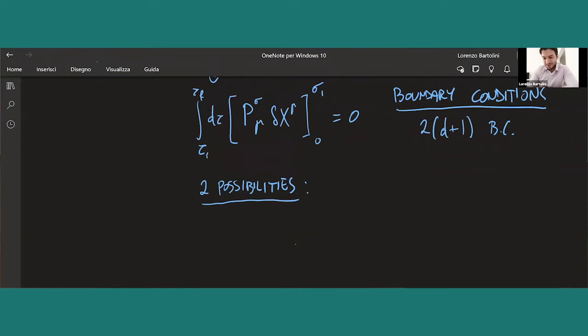So one is that P_σ^μ(τ, σ*) equals zero, where σ* stands for each endpoint, let's call it zero or σ_1. So this can be zero at σ = 0 or σ_1. You have two possibilities, and this must be zero. This means that the string has free endpoints.